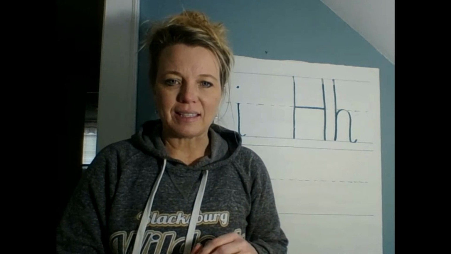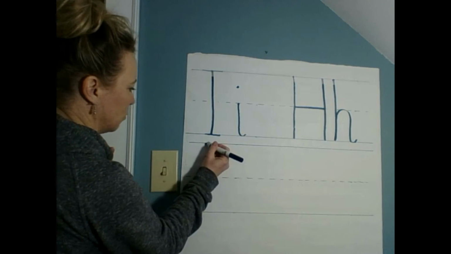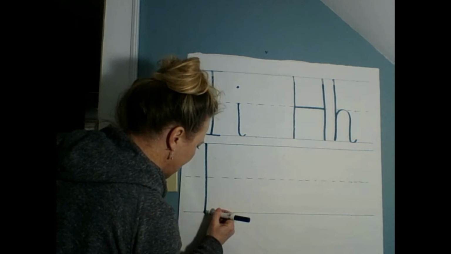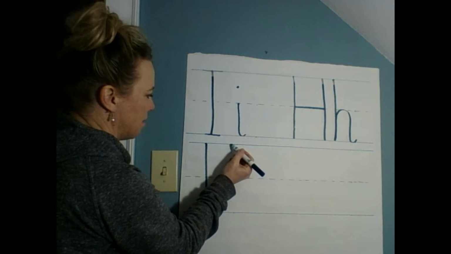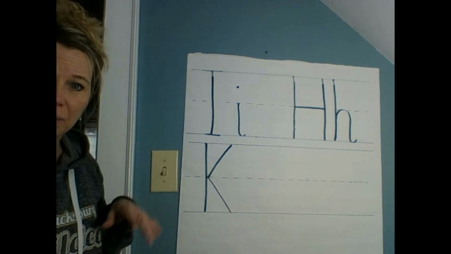So the next letter is the letter K. We are going to have a top start for the K. So I'm going to put my dot at the top line. I'm going to draw one line down. I'm going to pick my pencil up, diagonal in, diagonal down. Okay, so it's the capital K.